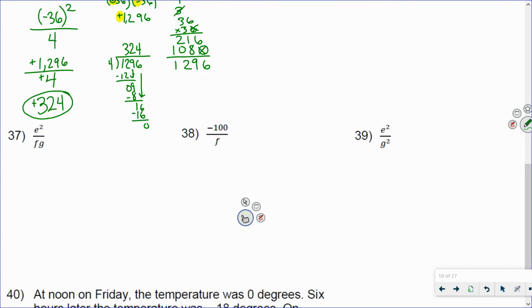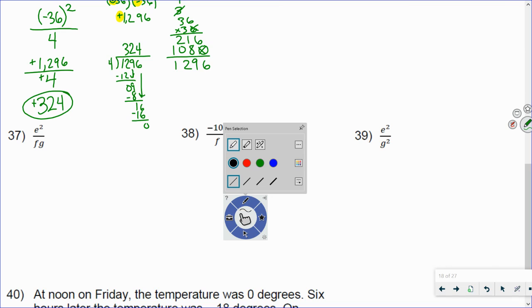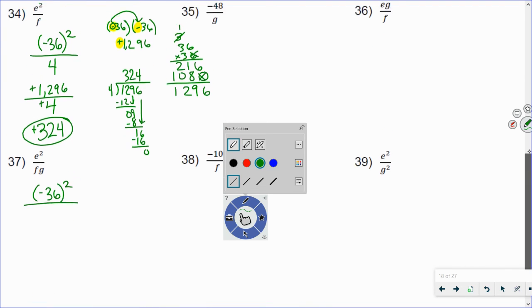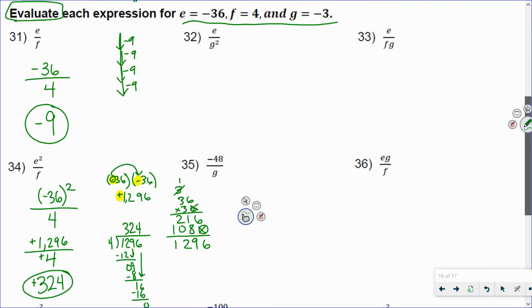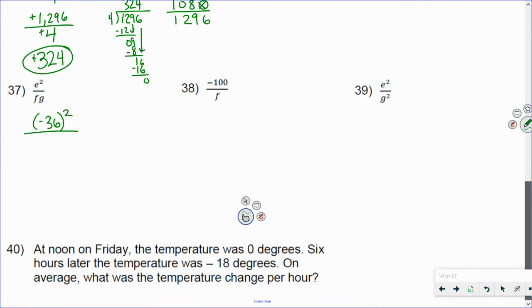Let's wrap it up with one more problem, ladies and gents. And before you get too frustrated with the big numbers, well, that's okay. We just calculated it out. Meanwhile, I believe F was 4 and G was negative 3. 4 and negative 3 is correct. So let's go ahead and write that out.